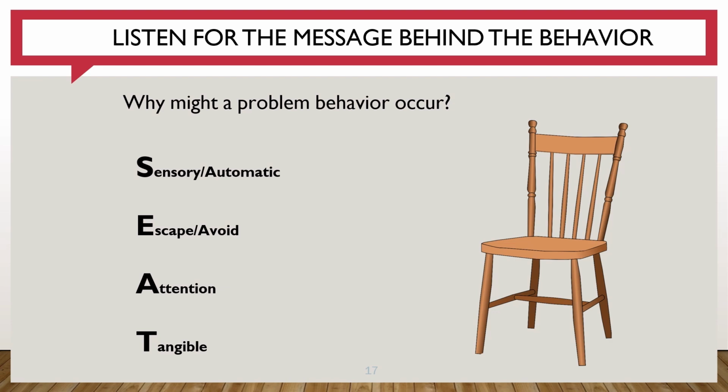Tangible is the other reason that behavior occurs. Tangible is the only one to me that can be confusing. Tangible just means anything that you can get or give, right? So an example of a tangible might be the iPad, a sticker, a popsicle, access to a walk, or it could be access to the treasure bin or a favorite item at home. Lots of options there for what a tangible might be.